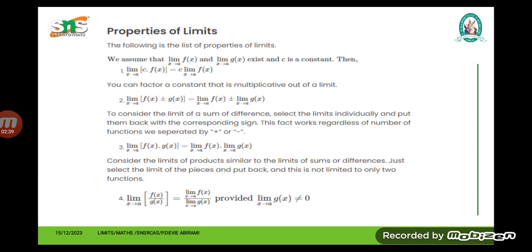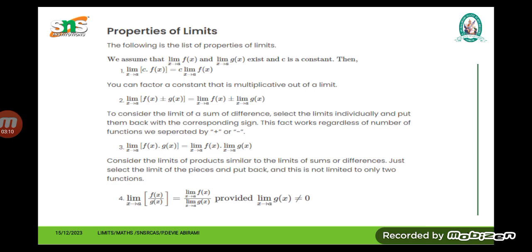Second property is limit x tends to a of f of x plus or minus g of x. That is, I am going to add or subtract the two functions. For that, first I have to apply the limit for the first function and then for the second function. Finally, I have to add or subtract. Therefore, my RHS is limit x tends to a of f of x plus or minus limit x tends to a of g of x.